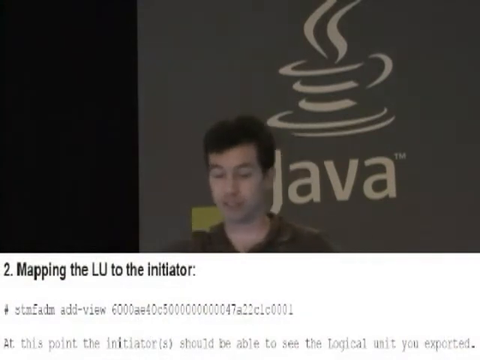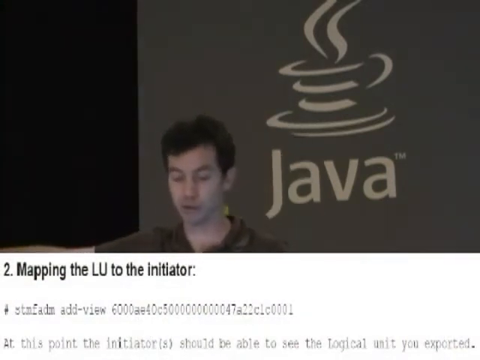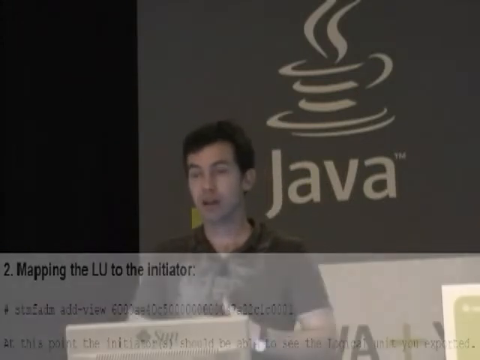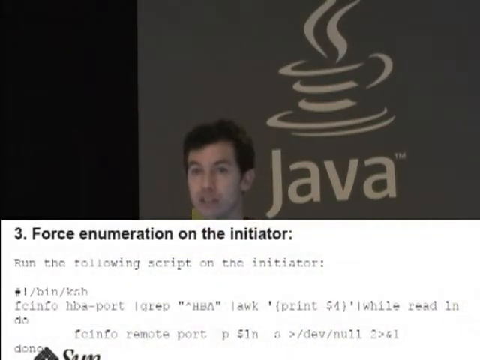Okay, we've gone and we've created the LUN. So there's a step that we need to do to associate the initiator and the target together. It's a fairly simple command that you can see up there. I'm not going to read out that number because I'm sure I'd get it wrong. Once we've done that, we then move on to the initiator and we force the enumeration of the devices.